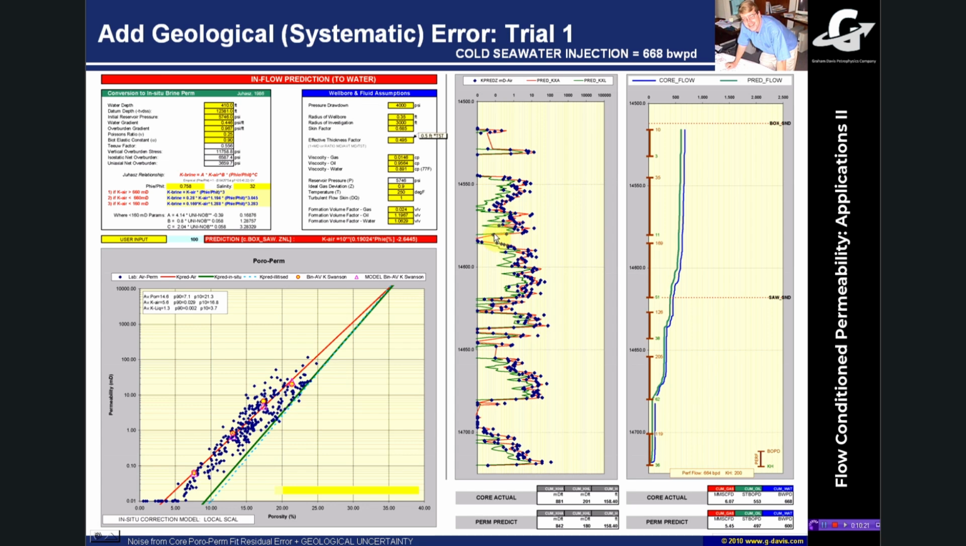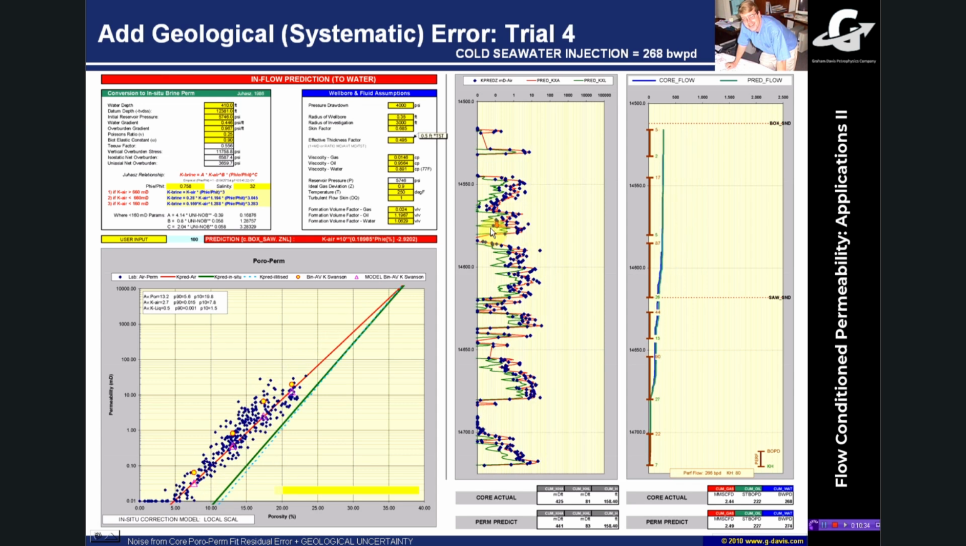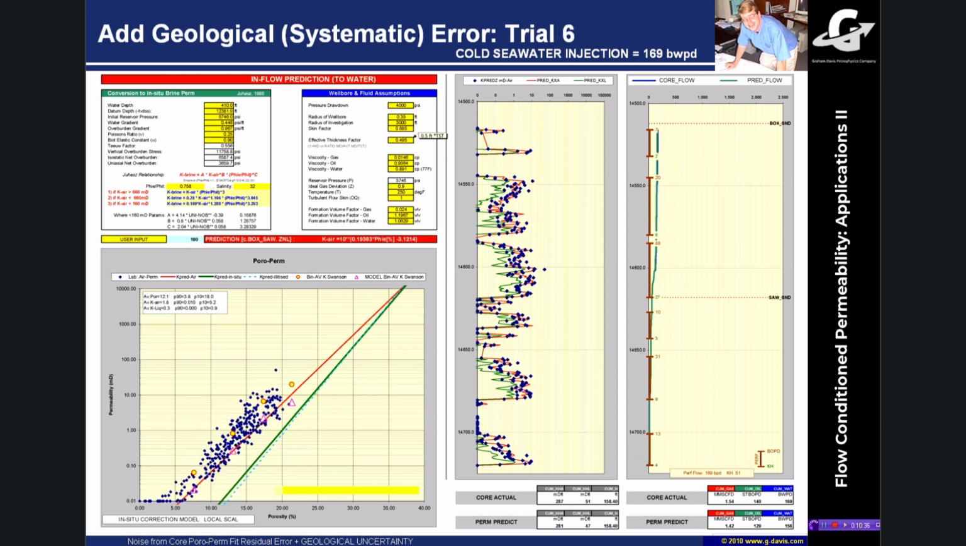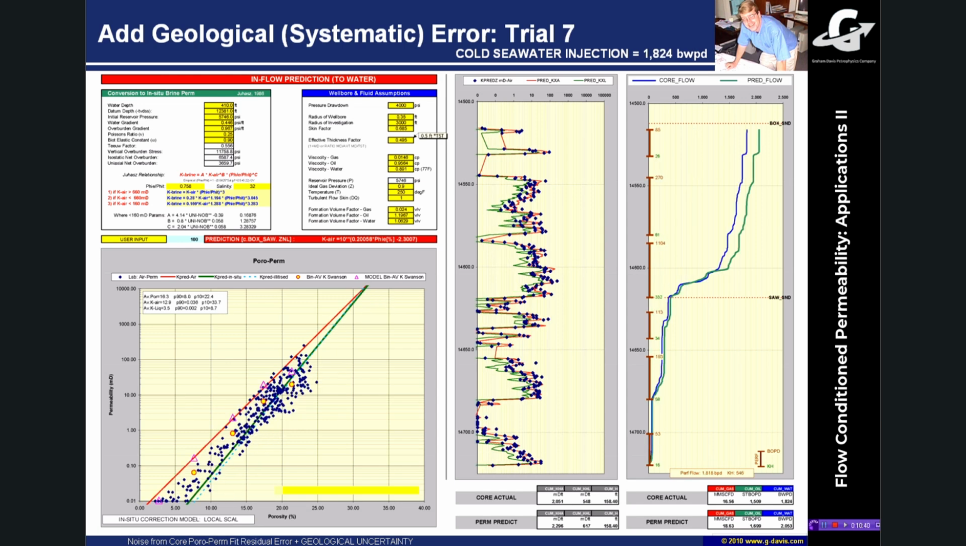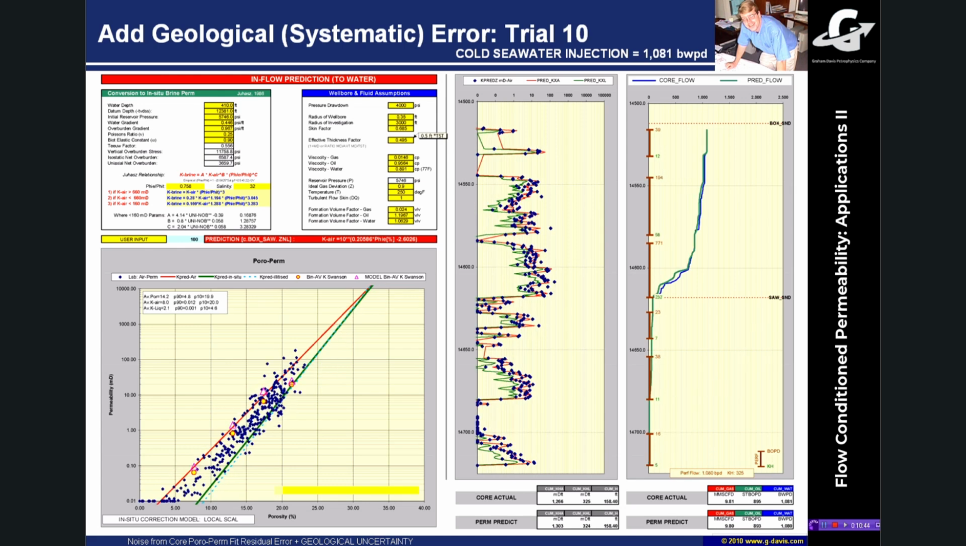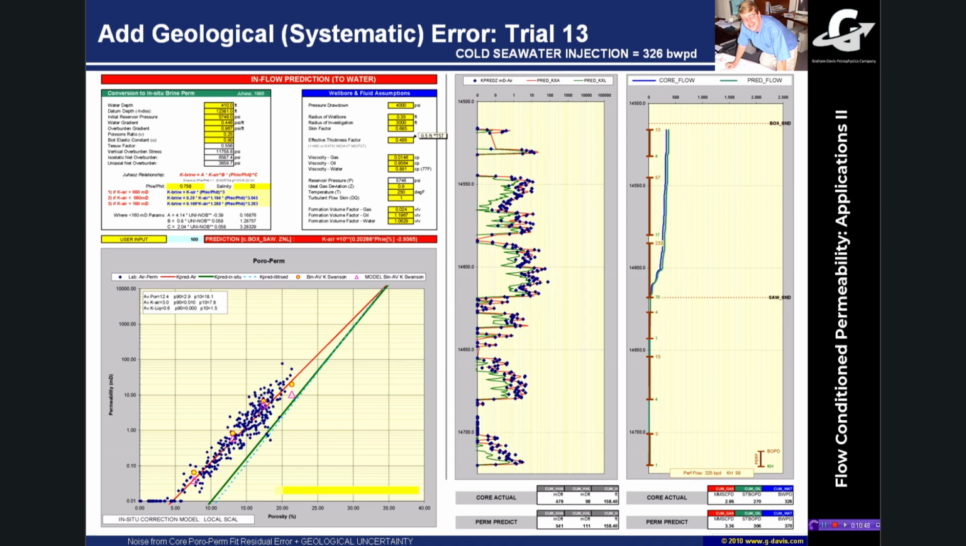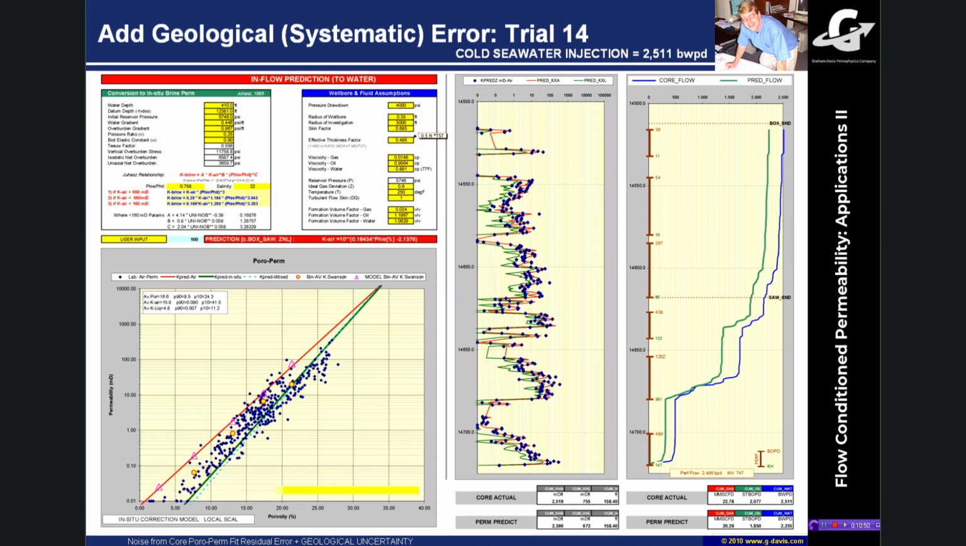So in addition to our poroperm error, our prediction poroperm error, we add in this geological noise, this systematic noise, and again we can run a number of trials. And here you may see that the actual porosity of the layer can vary as well. So we're not keeping the overall average porosity the same. We're allowing the porosity in each geological layer to vary by some amount. Okay, so we've got a range of realizations here.